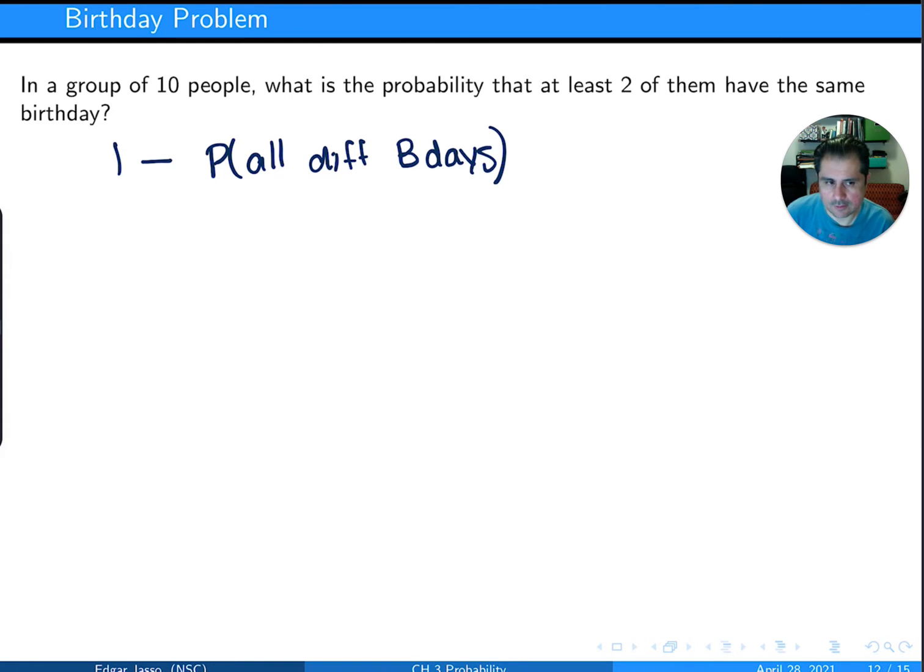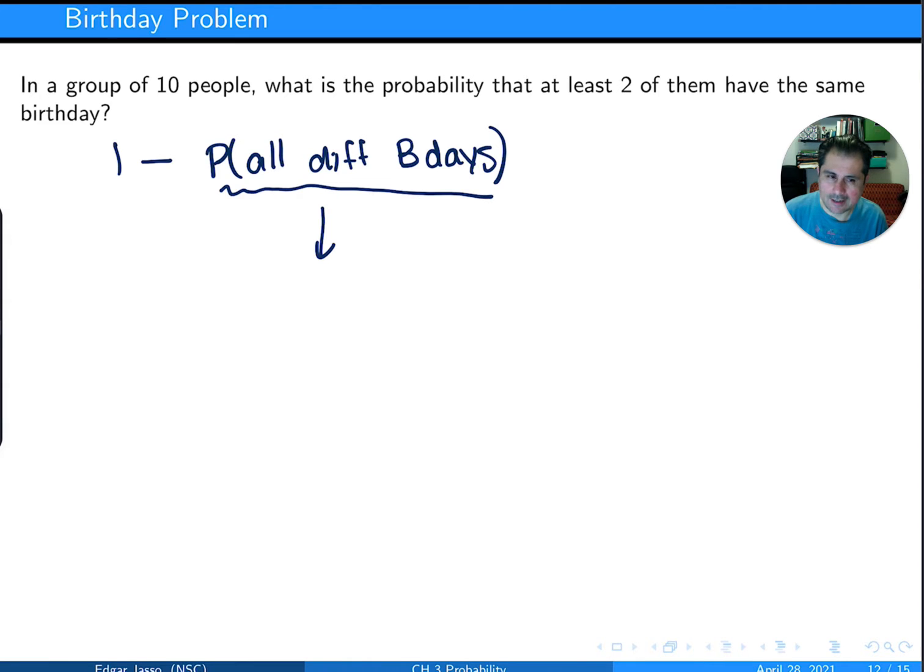So the key idea is that if it didn't happen that at least 2 of them had the same birthday, right? If you have a group of people and you ask them when was their birthday and none of them matched, what did happen is that all 10 were different. So how am I going to count this probability? Well, let's do it like this. I'm going to divide by how many possible ways 10 people can have birthdays, and the numerator is going to be how many ways I can get 10 people to have 10 different birthdays.